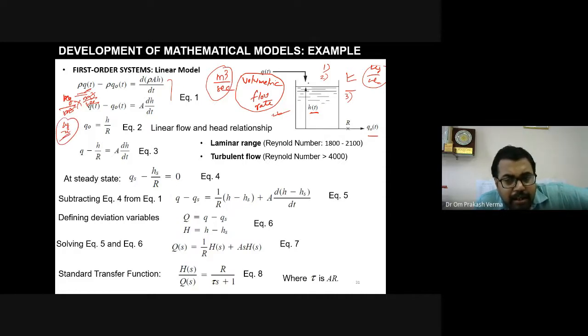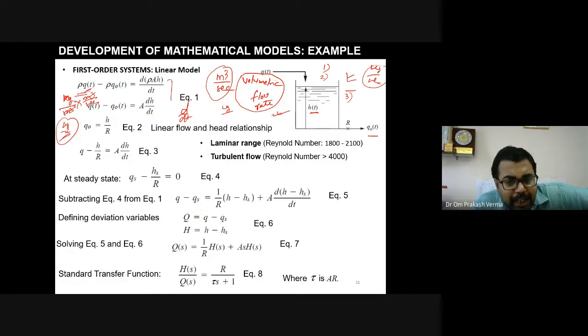Mass is entering with this rate. In a similar way, this mass is leaving the tank at this rate, kg per second. Now come to the accumulation part. In minus out equals accumulation, and accumulation is nothing but d by dt of kg, so it should be kg per second.